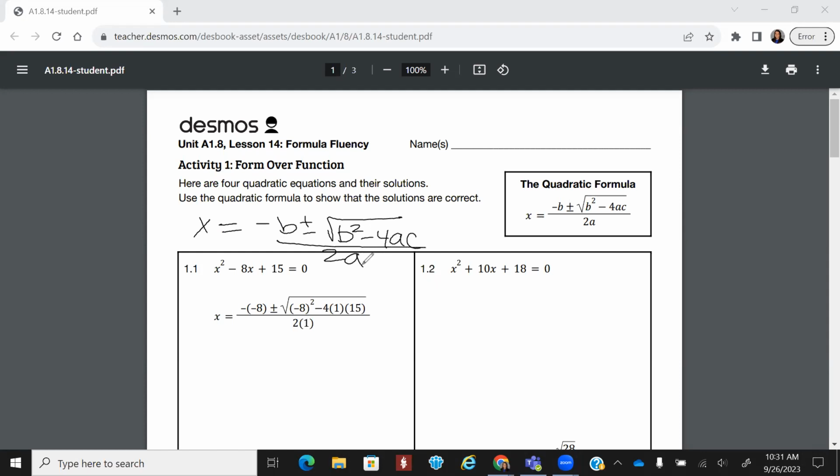Okay, yes, it will be given to you. You don't have to have it memorized. It is a good idea, though, to memorize it because it does make you faster. Okay?